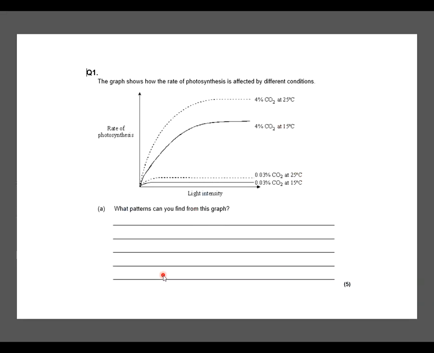So there's an exam question you can print off. I suggest you pause the video and have a go at the exam question. So the exam question is very simple. It says the graph shows how the rate of photosynthesis is affected by different conditions. What patterns can you find from this graph? So you need to discuss the general pattern that's going on there from light intensity. You need to discuss the effect of carbon dioxide, and you need to discuss the effect of temperature.